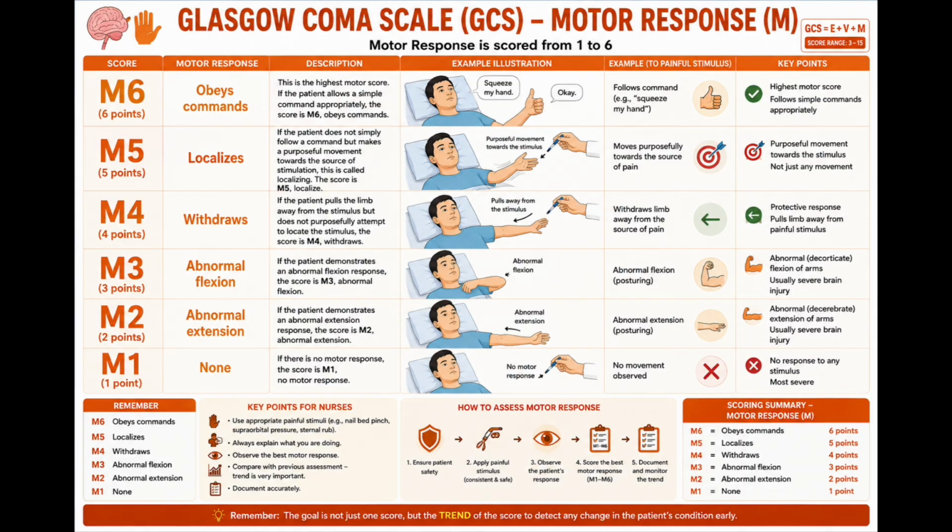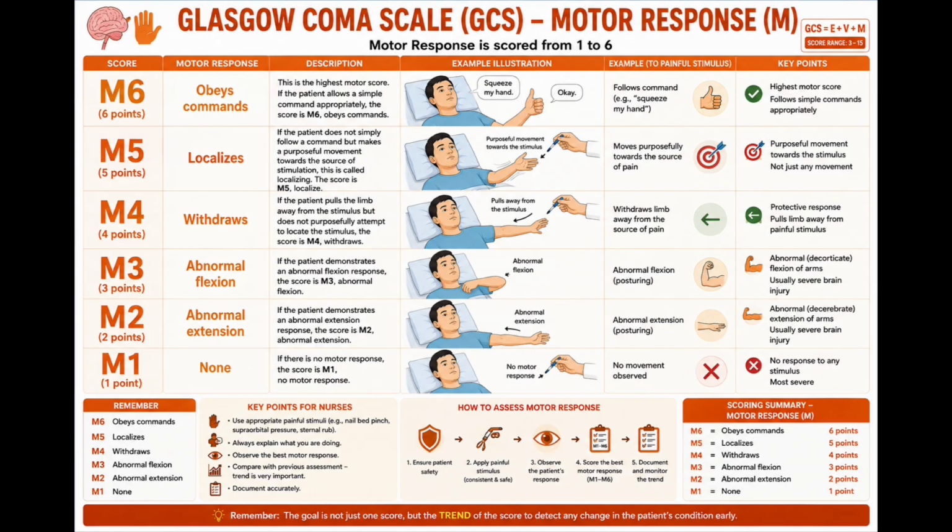M5, localizes. If the patient does not simply follow a command but makes a purposeful movement towards the source of stimulation, this is called localizing. The score is M5, localizes. This is different from simply withdrawing the limb. M4, withdraws. If the patient pulls the limb away from the stimulus but does not purposefully attempt to locate the stimulus, the score is M4, withdraws.